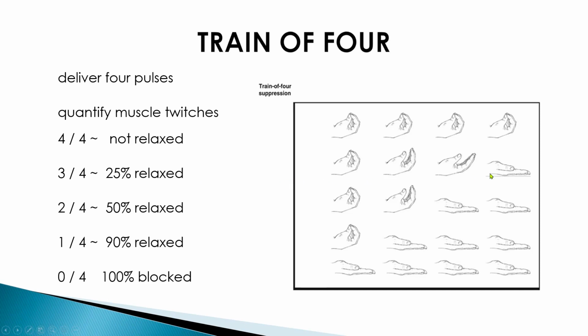3 out of 4 twitches, that means they're 25% relaxed and 75% of the muscle relaxant has worn off. 2 out of 4 would be 50%. 1 out of 4 would be 90% relaxed. And of course, if you see no twitches at all, that means that muscle relaxant is on board and the neuromuscular junction is 100% blocked.